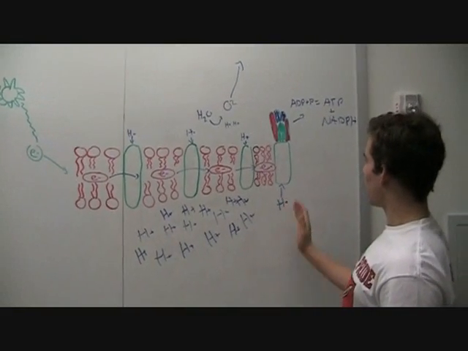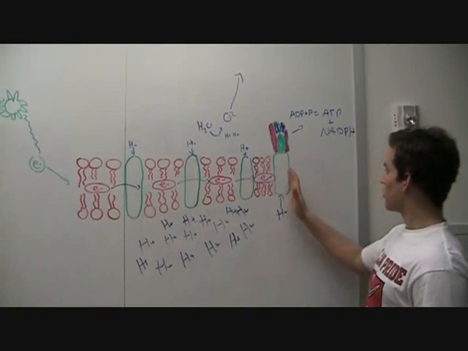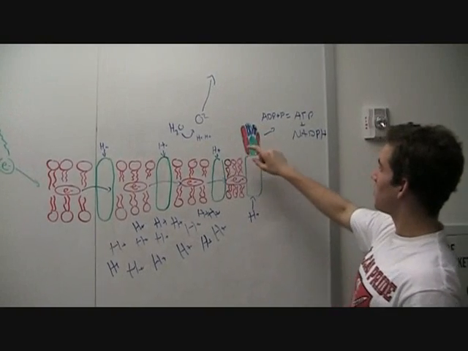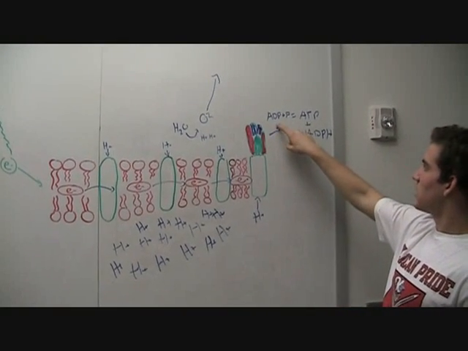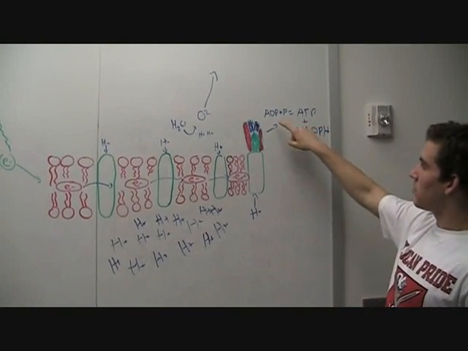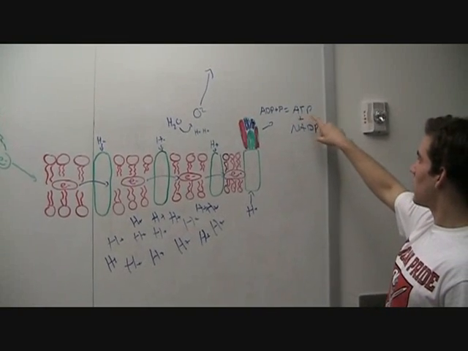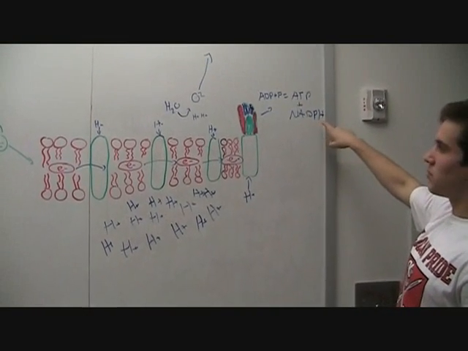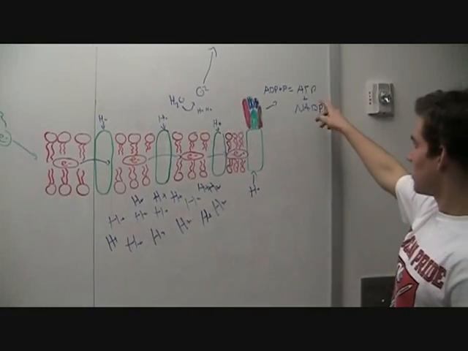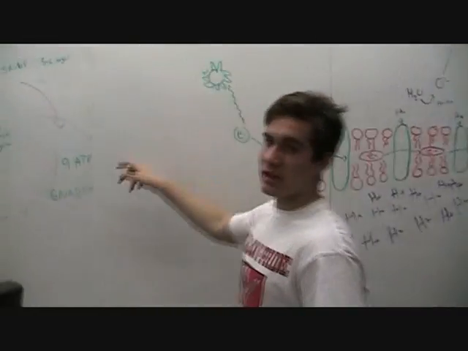Naturally, the hydrogen wants to get back through, so it goes through here to the ATP synthase, and the ATP synthase converts ADP with P to make ATP and creates NADPH. Next, these are used in the Calvin cycle.